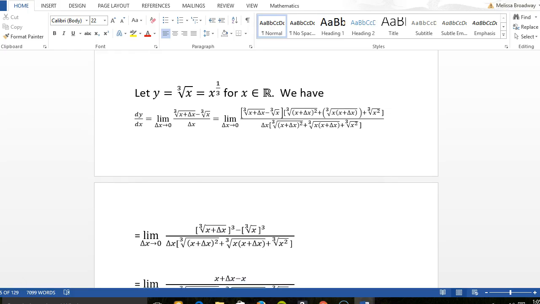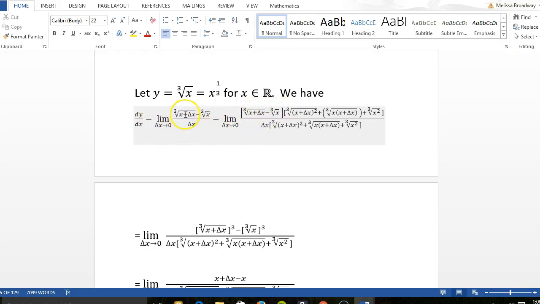Now, if you have something like the cube root, remember that's x to the 1/3 power. And then by definition, the derivative is the limit of the cube root of x plus delta x, minus the cube root of x, over delta x. That's just the limit of the difference quotient. And then, here's what you've got to do. This is going to be a little strange. That's the limit as delta x goes to 0.